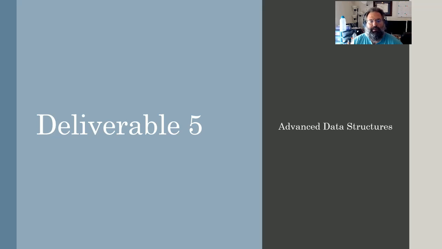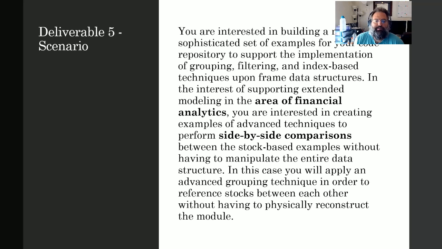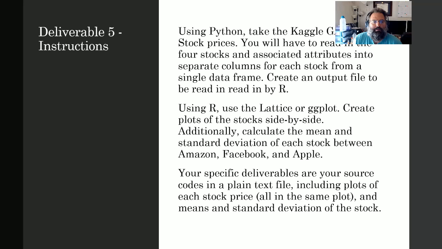So deliverable 5 does center on advanced data structures. You're to take the 4 stocks that we've talked about, Google, Apple, Facebook, and Amazon, combine them together based upon the date, and then plot it out. That's the basic idea. And you're essentially aligning them. That's where, when you say calculate or plot the stocks side by side so you can see them, in order to do that you need to have them aligned properly.